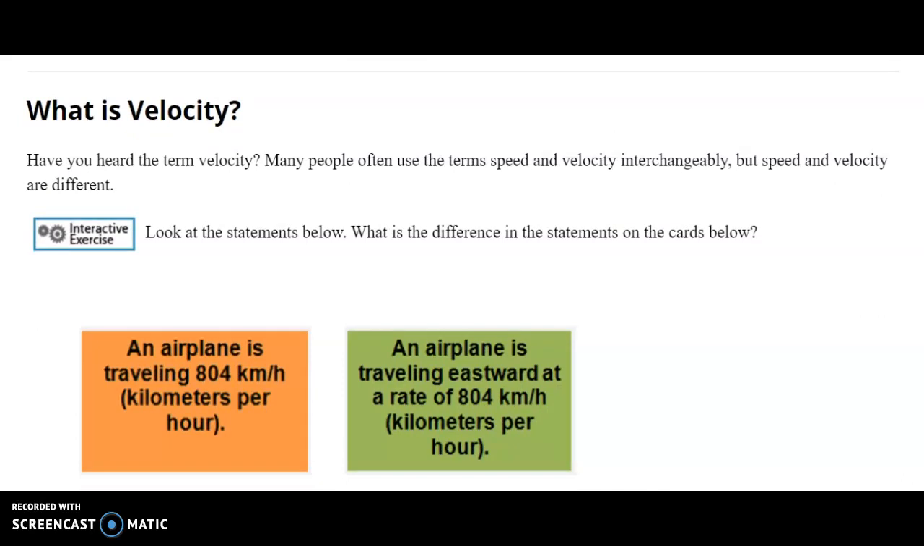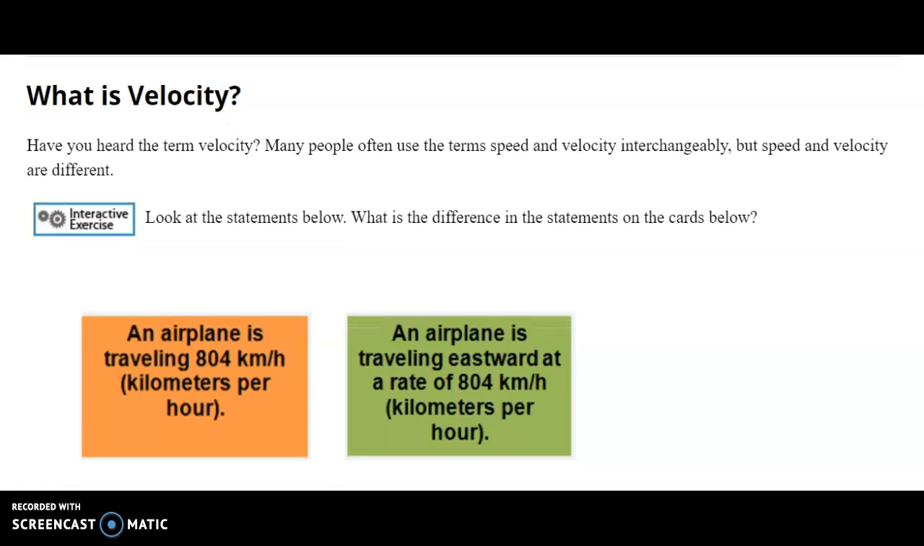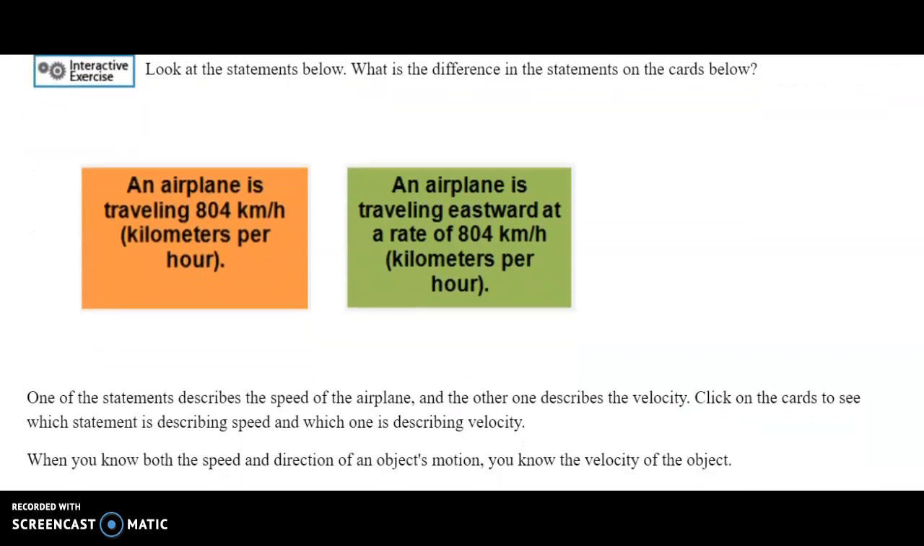What is velocity? Have you heard the term velocity? Many people often use the terms speed and velocity interchangeably, but speed and velocity are different. Look at the statements below. What is the difference in the statements on the cards below?